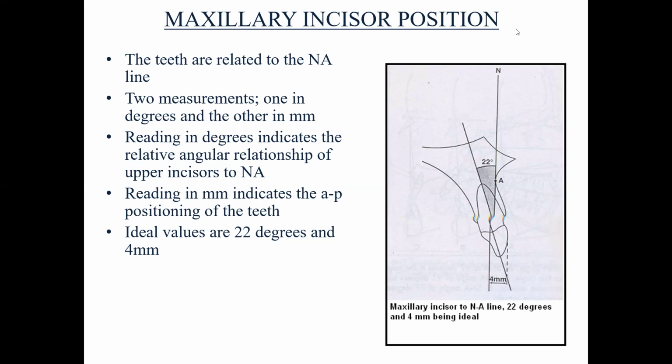And the anterior posterior measurement is the anterior posterior position or the distance between the incisal edge of the maxillary incisor and the NA line. So the ideal values are 22 degrees for the angular value and 4 millimeters for the linear measurement. Anything more than this is considered as proclined maxillary incisors.